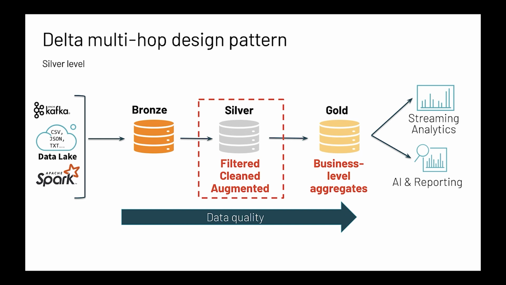And the silver level data really represents a cleaned up version of the bronze data, where you've filtered out invalid data, you've normalized it a little bit, you've standardized the data formats, and you may have augmented it from data from other tables. And the idea of the silver data is that this really represents the broader enterprise data model. So whereas the business level aggregates might be your star schemas, really refined, the silver level is your broader enterprise data model.